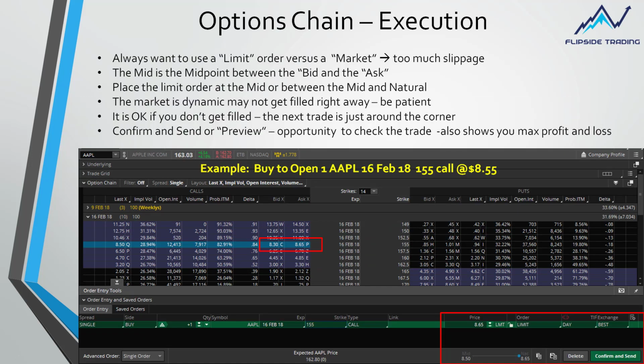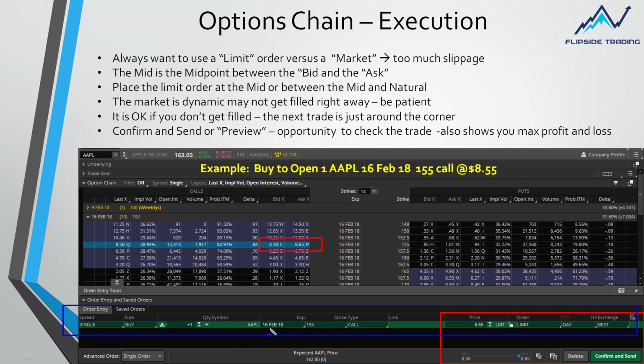Okay, here we go. Options order. We want to buy this, so we just left click right here on the buy side. We want to buy at the midpoint between the bid and the ask. Once you click that button, you get an order entry screen right here. That order entry tells you everything you need to know.